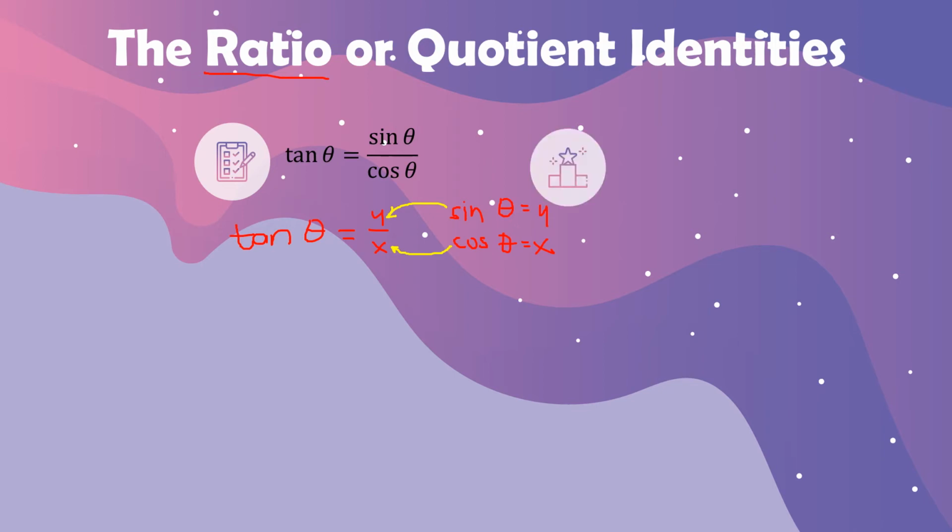How about the other one? Pareho lang naman yan. But instead of tangent, we get cotangent. So, cotangent theta, balik tayo sa definition. That is equal to x over y. Yung x over y na yan, pwede mo ulit gamitin si sine tsaka si cosine. If we're going to substitute it to our cotangent theta, then we have the second ratio identity. That's cotangent theta equals cosine theta over sine theta.